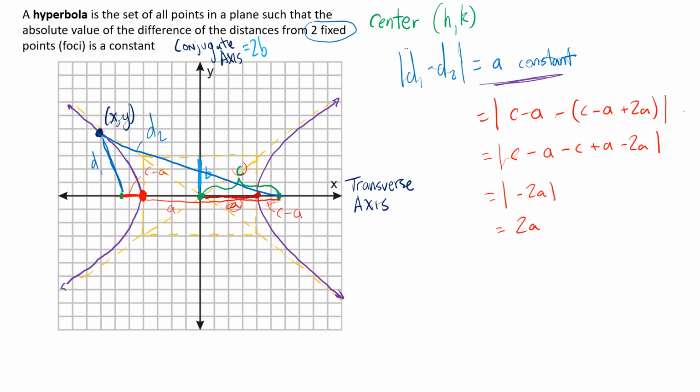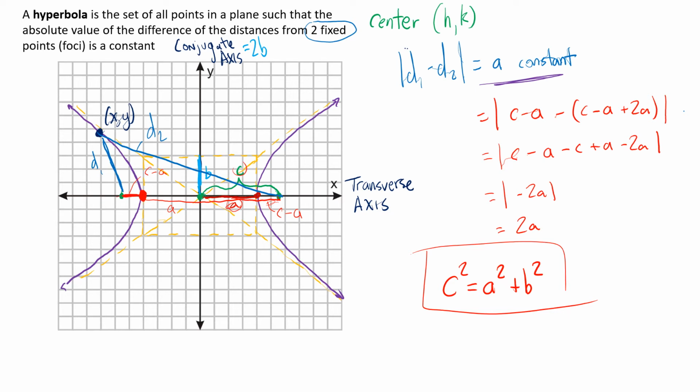So we get that the constant is equal to 2A. There's a big long proof for this, but what it tells us is that the relationship between A, B, and C is that C squared is equal to A squared plus B squared. So this is a very important thing for hyperbolas.